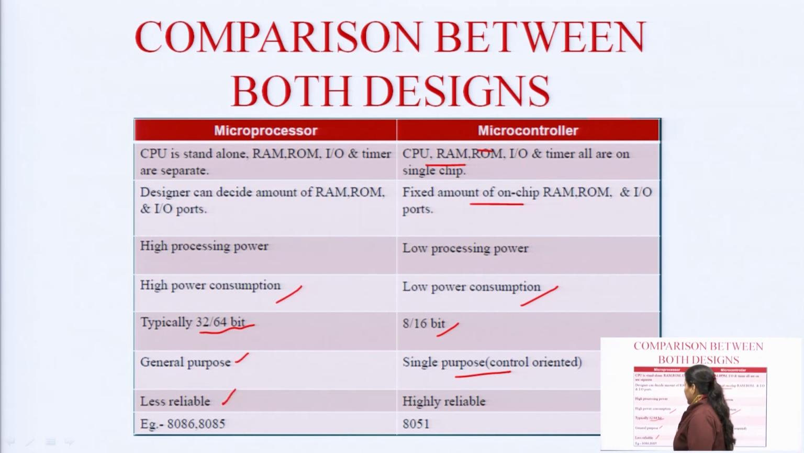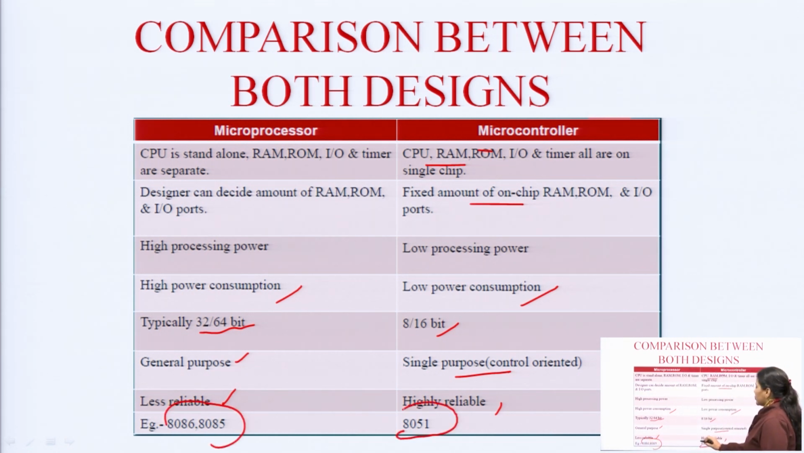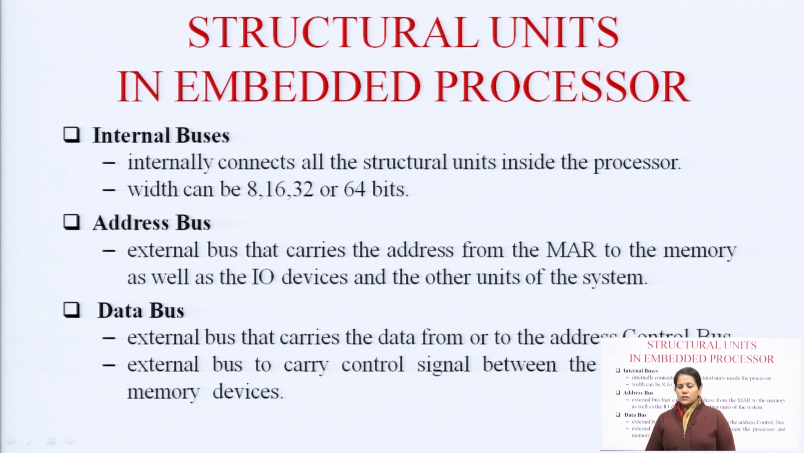Microprocessor is less reliable, but since microcontroller based systems are dedicated to certain applications, these are highly reliable. The examples of microprocessors are 8086 and 8085, and a very common example of microcontrollers is the 8051 microcontroller. The various structural units available in the embedded processors are internal buses, address bus, data bus and many more, which we will see in the subsequent slides.